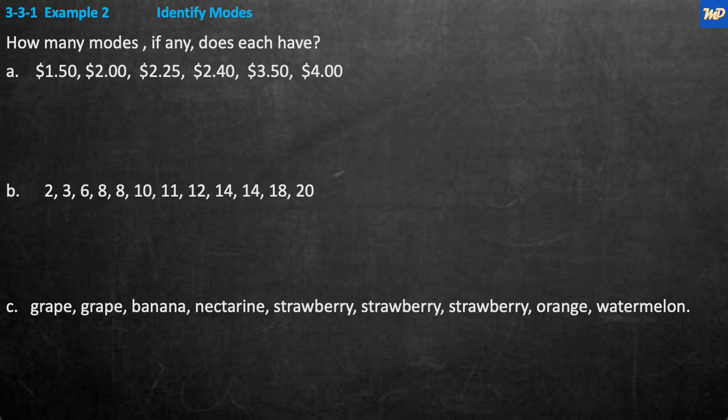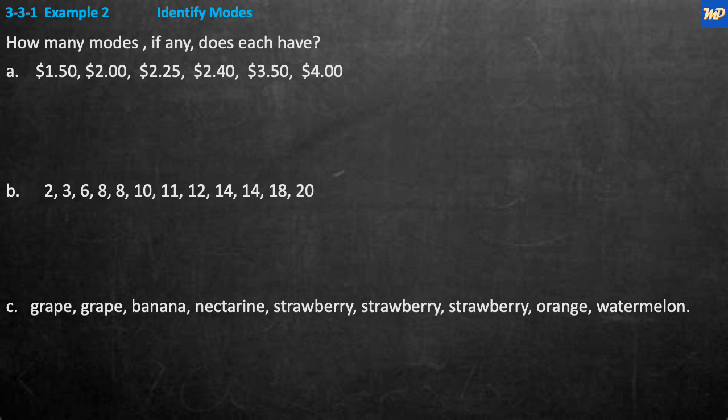Example 2, identify modes. All we're looking for in these 3 problems is the mode. So how many modes, if any, does each have? So let's look at them. What is the mode? The mode is the values that occur more than once. Okay, and there can be more than one mode, or no modes.